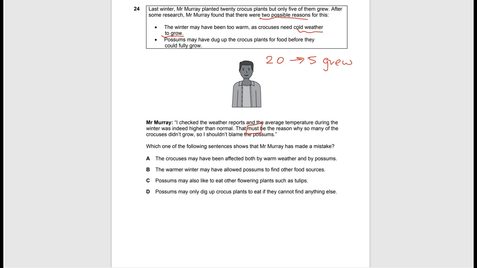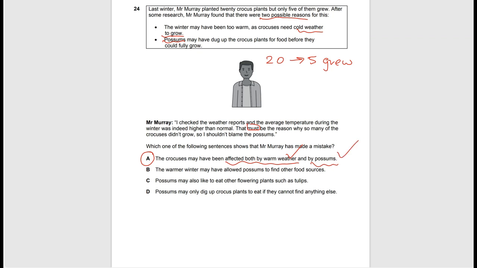But Mr. Murray is projecting the second reason, but that's a valid reason, and he does not want to agree with it. So let's find Mr. Murray's mistake. Which one of the following sentences showed that Mr. Murray has made a mistake? The crocuses may have been affected by both warm weather and by possums. This is easily the best answer because the box is always true and the box claims that there's 2 reasons, the weather and the possums.